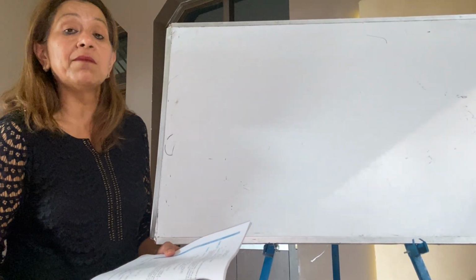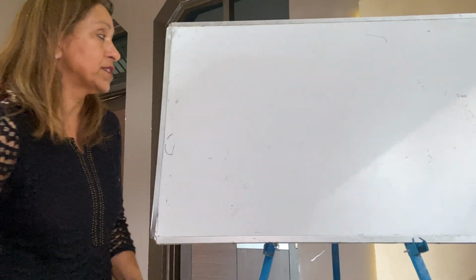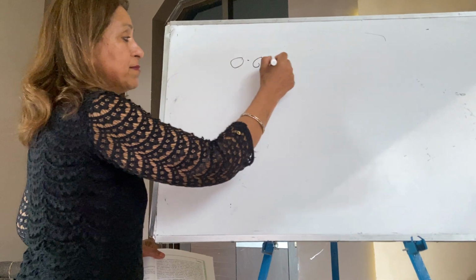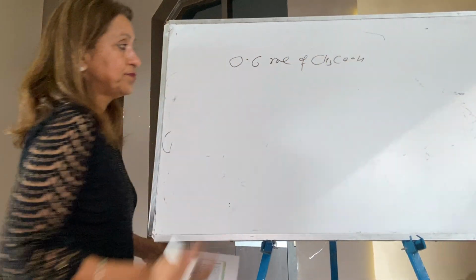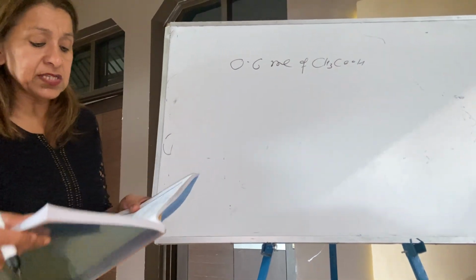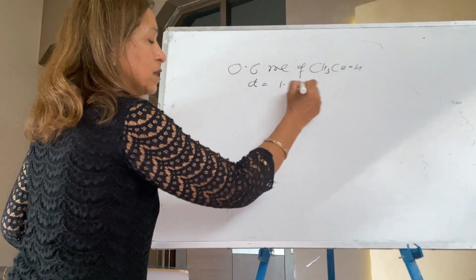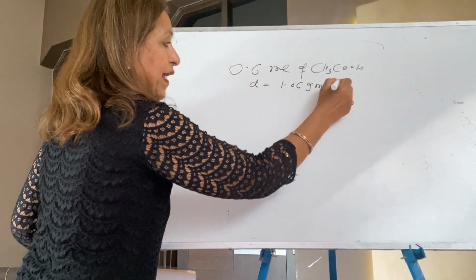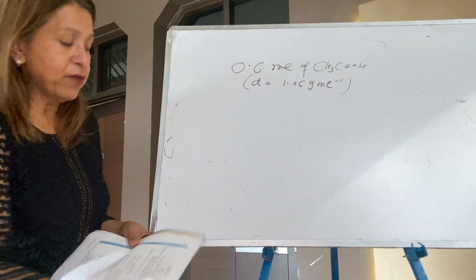I am taking example number 13, open. 0.6 ml acetic acid, write down. This is my last numerical: 0.6 ml of acetic acid. In the last example, I am taking a very simple way. Having density 1.06 gram per ml. Write down in bracket, density of the solution is given. Dissolved in 1 liter water.